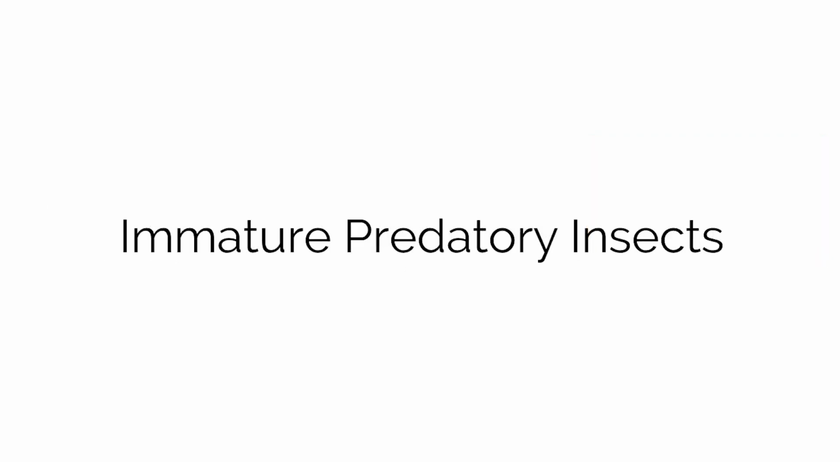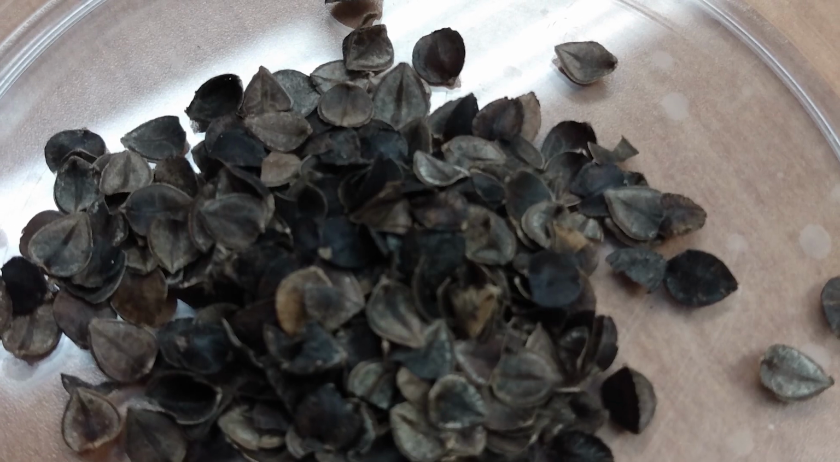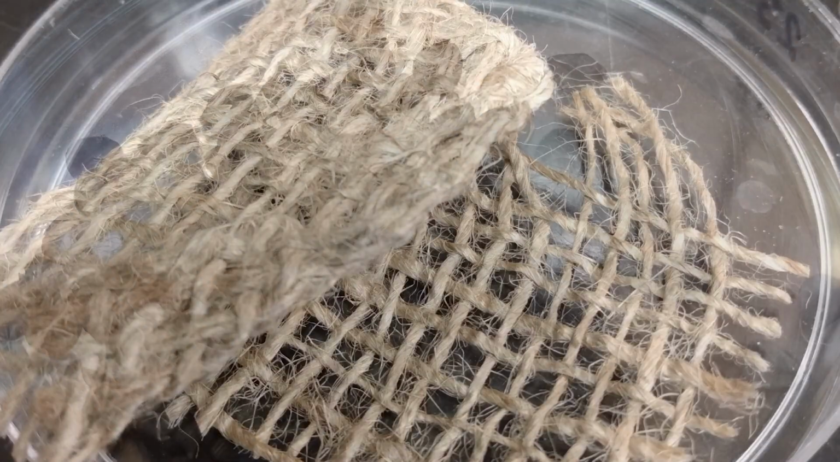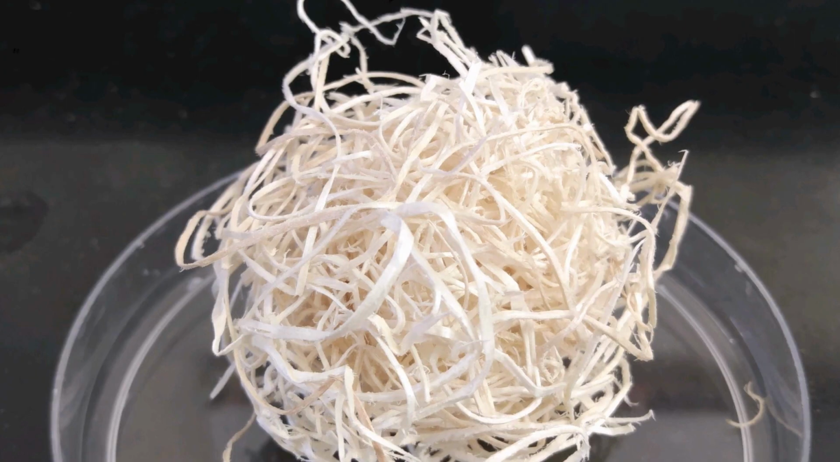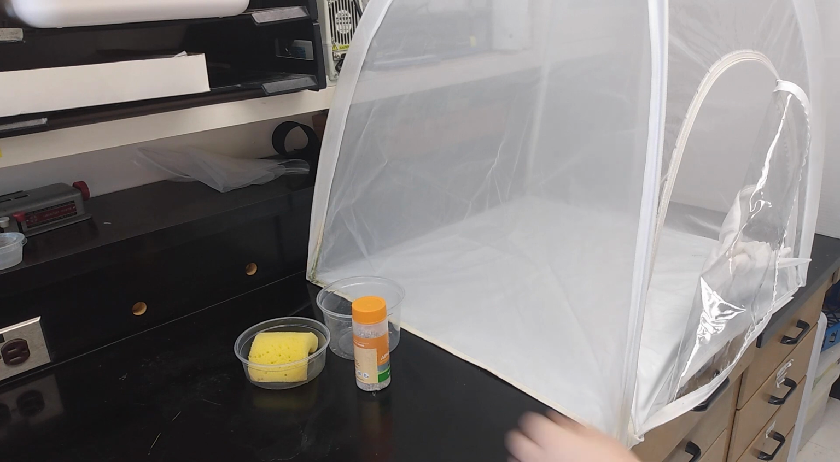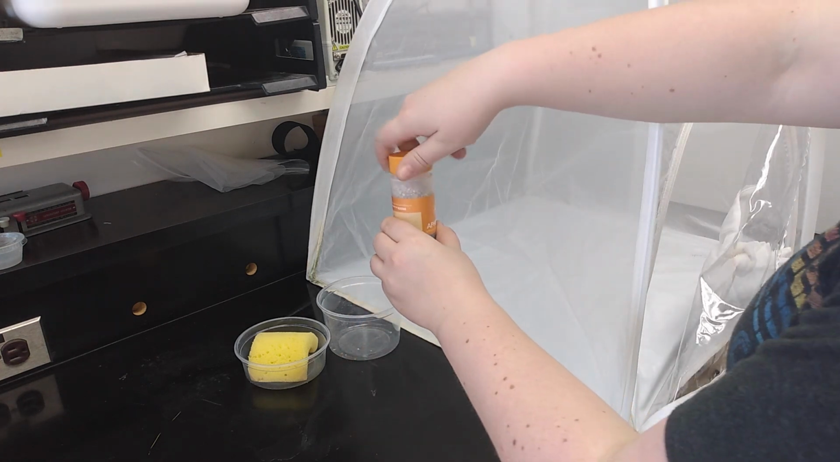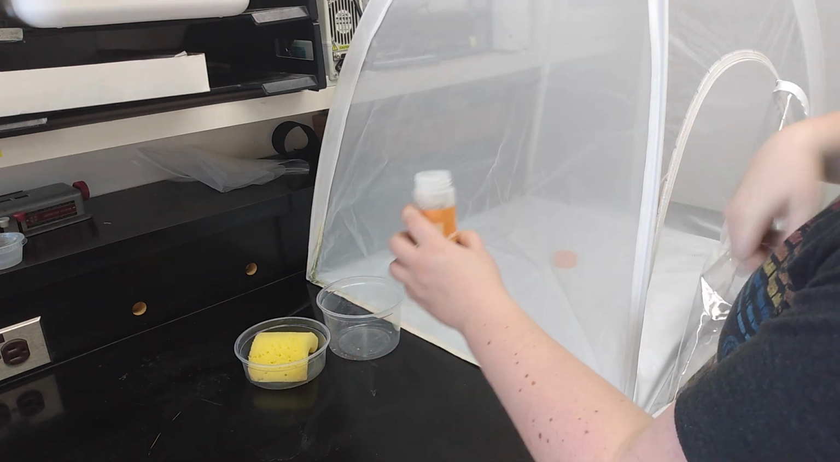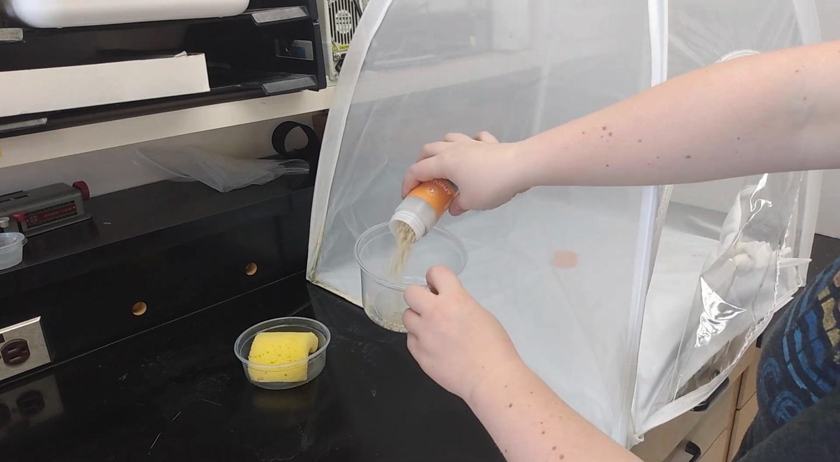Predatory insect biocontrol products are used for a variety of pests and are shipped in an equally large variety of formats, including buckwheat hulls, paper strips, burlap, peat, and wood wool. When you receive your shipment of immature predatory insects, place a container in a fine mesh screen cage and open the top.